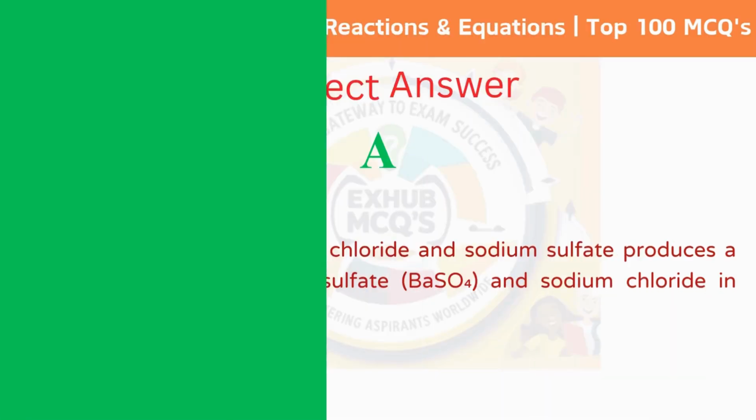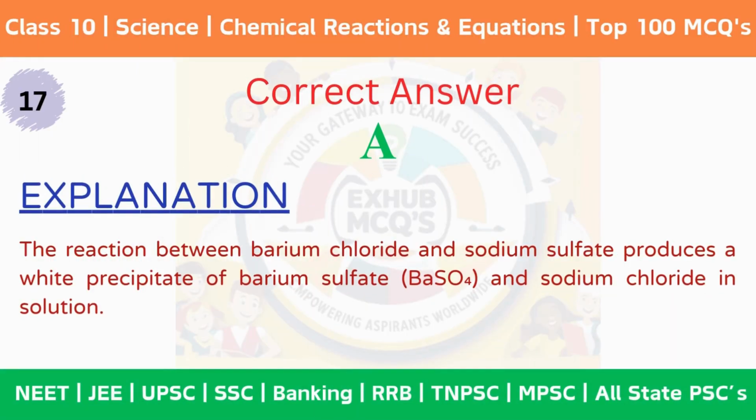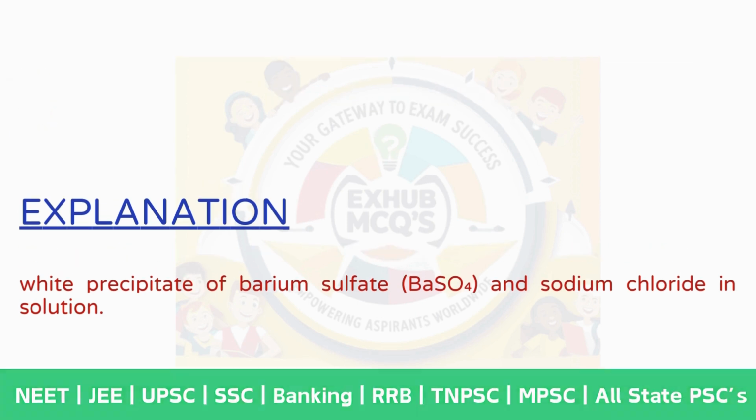The correct answer is option A, barium sulfate. Explanation. When barium chloride reacts with sodium sulfate, it produces a white precipitate of barium sulfate and sodium chloride in solution. This is a double displacement reaction.